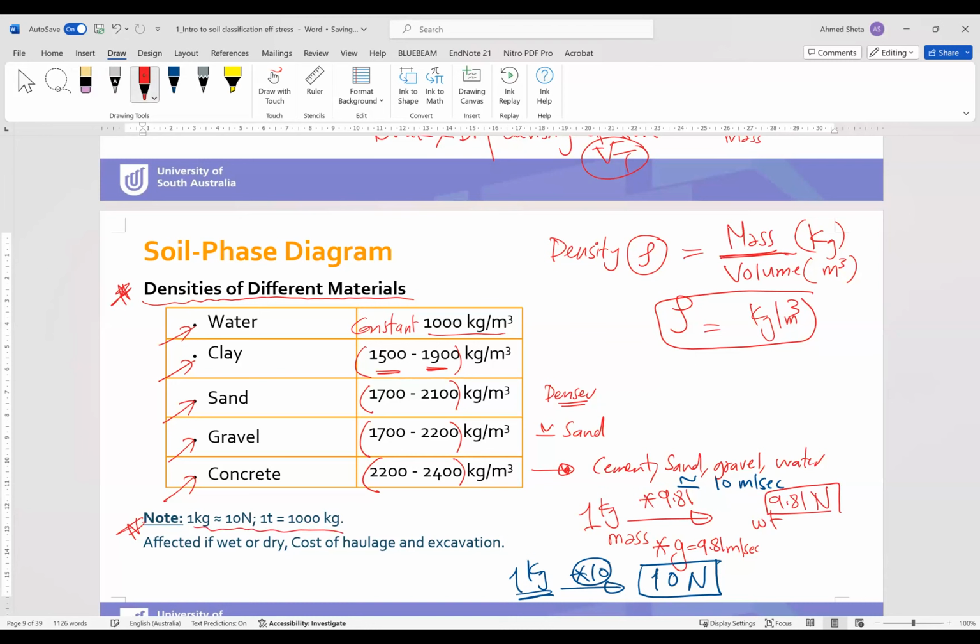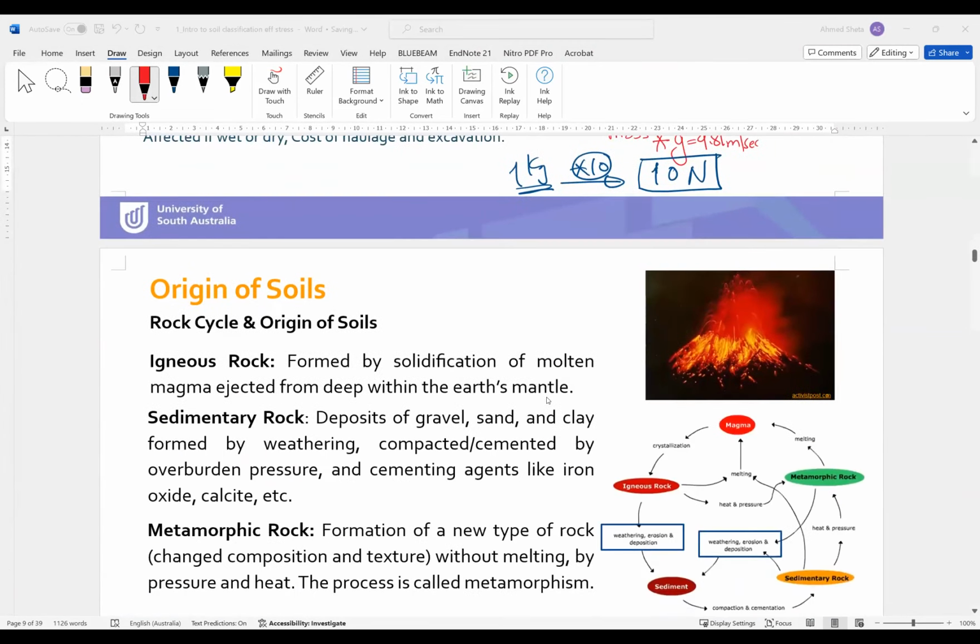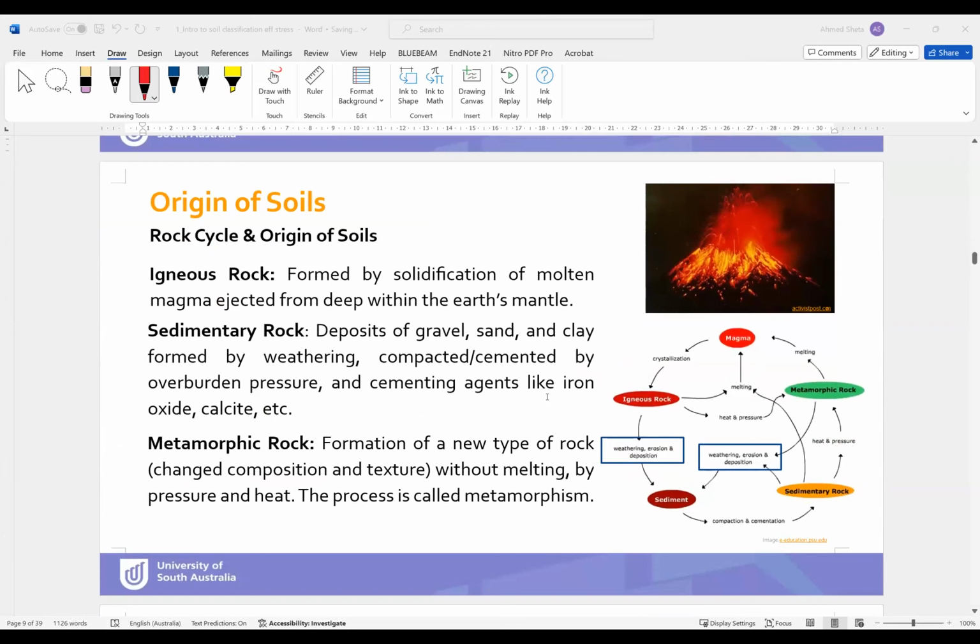Okay, so these are some examples of the densities of different materials. For your information, you also need to have an idea of the densities of some materials that we usually use. So if we jump to the next slide, we start discussing the origins of soils, or how the soil forms.